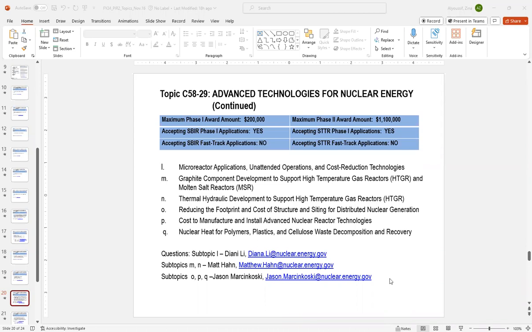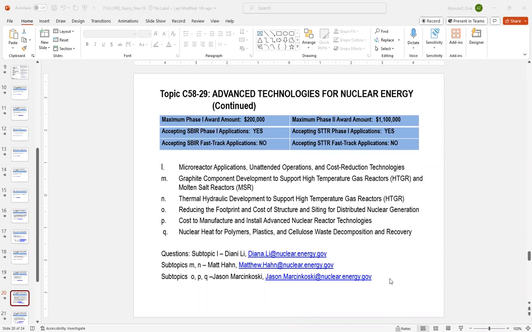And again, for phase 1, we're looking for a proof of concept that identifies and addresses the relevant requirements for either of the analyses, whether the helical steam generator or the near wall pebble bed flow.